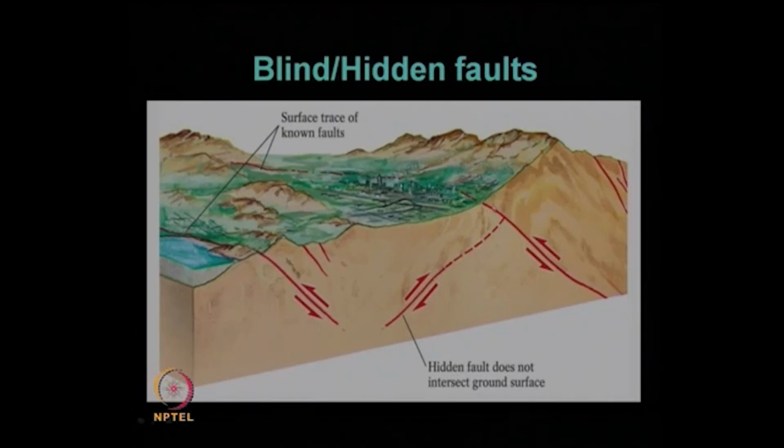So, these hidden and blind faults are more dangerous, because these are not easily identifiable, and these faults may create earthquakes at some locations which, till date, people have considered a stable zone in terms of earthquakes, that is, where not much of an earthquake can occur.